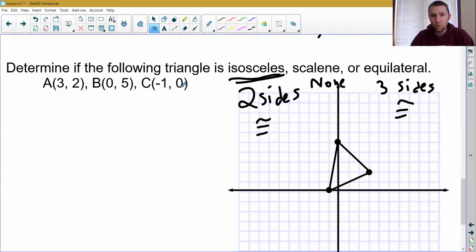So when you're asked this question, you're going to have to take these coordinate points and find what is the distance of this side length right here. What is the distance of this side length right here? What is the distance of this side length right here? 3 times, and then go ahead and tell me what you think that triangle would be called.